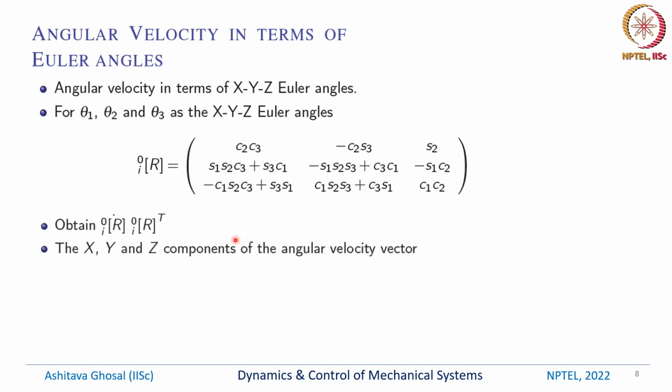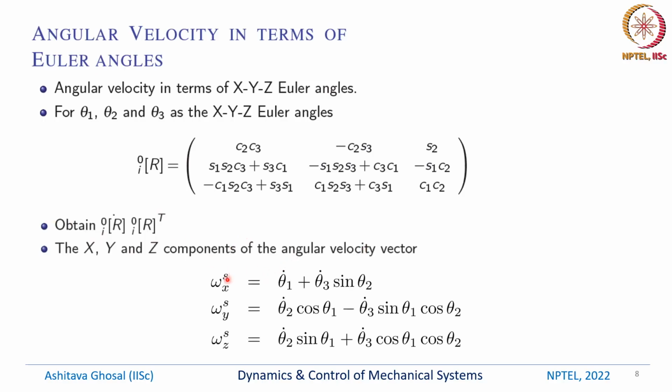The x, y, z components of the angular velocity vector can be obtained from this skew-symmetric matrix, and they look like this. The x component is theta 1 dot plus theta 3 dot into sine theta 2. The y component is given by theta 2 dot into cos theta 1 minus theta 3 dot into sine theta 1 cos theta 2, and the z component is theta 2 dot sine theta 1 plus theta 3 dot cos theta 1 cos theta 2. I have skipped a few steps, but this is very straightforward and routine.